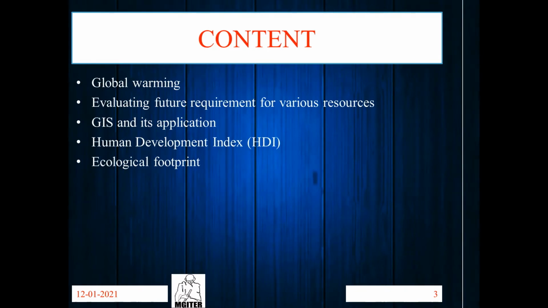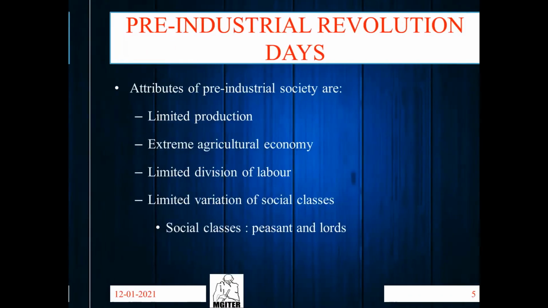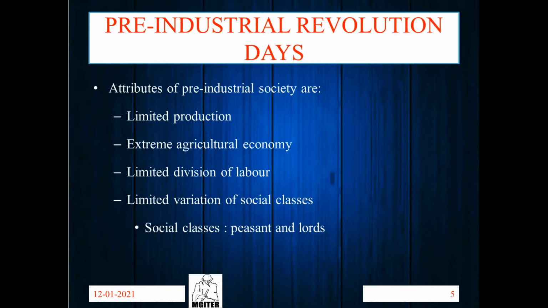The first industrial revolution occurred in 1750 to 1850. Pre-industrial is a time before there were machines and tools to help perform tasks in mass. How was life different before the industrial revolution started? Pre-industrial revolution means before the industrial revolution started.